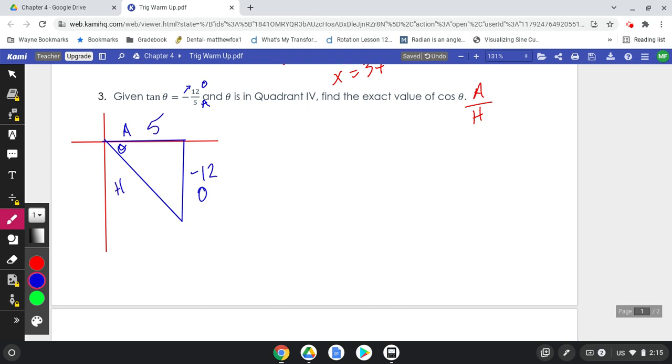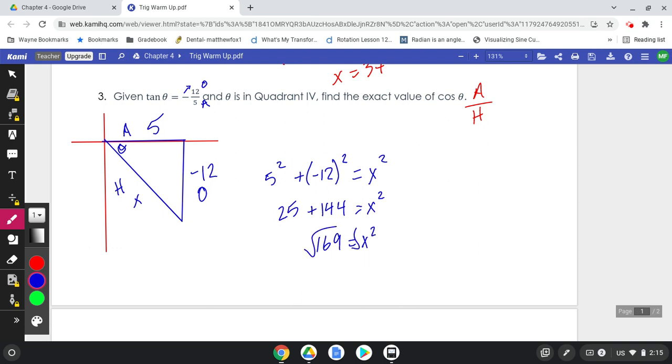And we need to find what the hypotenuse is, what this is. We'll use the same method as the last one. 5 squared plus whatever -12 squared is will equal x squared. 25 plus 144. If we get all that, we'll get x squared. 169 equals x squared. Take the square root, x equals 13. Almost done. Now all we got to do, A over H, so A is 5, 13 is H, and we are done.